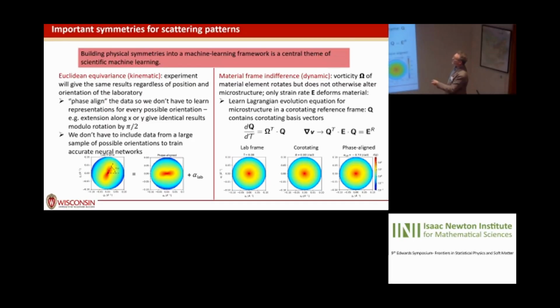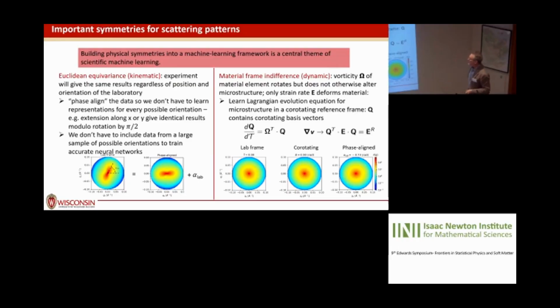The other symmetry, which is not kind of trivial, is the dynamic symmetry of material frame indifference. And that's that our microstructure should only depend on the local evolution of the microstructure, only depends on the strain rate, not the rotation, not the vorticity, right? So the vorticity, the local rigid motion component of the velocity gradient, that's just rotating the microstructure. It's not actually stretching it. It's not actually changing the microstructure.